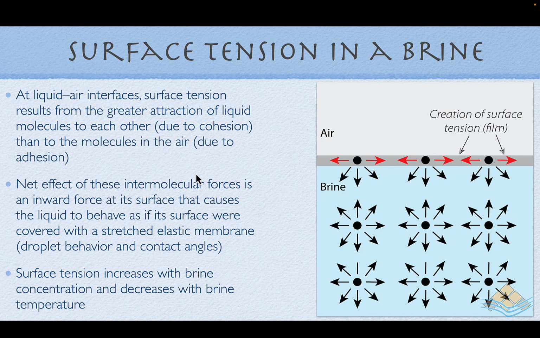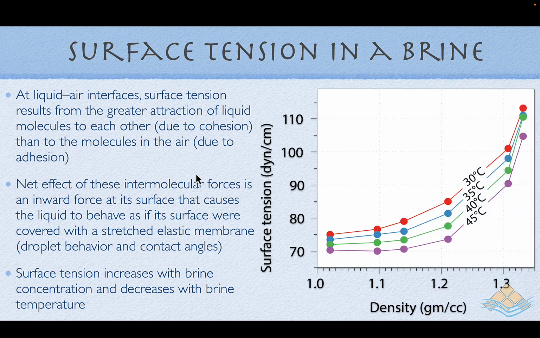It's why we see water droplets in a gas, and it's also why we see different contact angles, as we discussed in the petroleum course, with different levels of surfactants on the surface of pores. Because of this internal cohesion, this hydrogen bonding effect, we see surface tension will increase with brine concentration and decrease with brine temperature. So fresh water has a surface tension of around 72 dynes per centimetre.